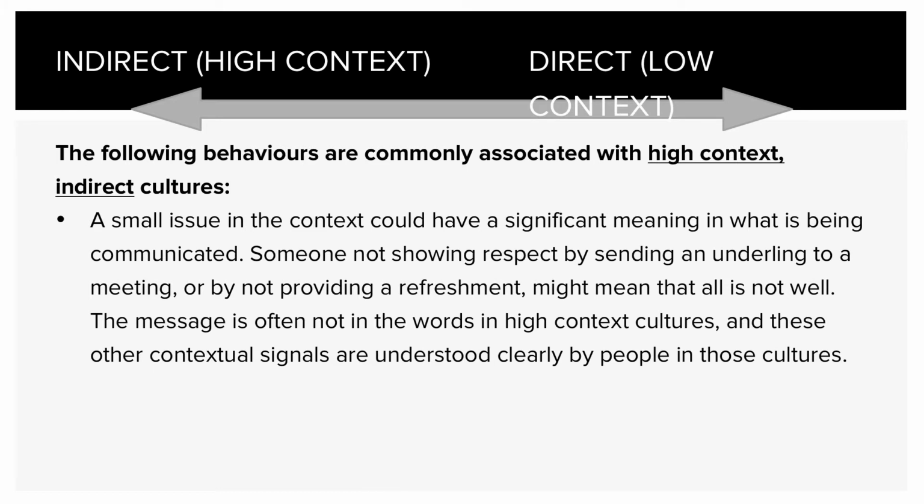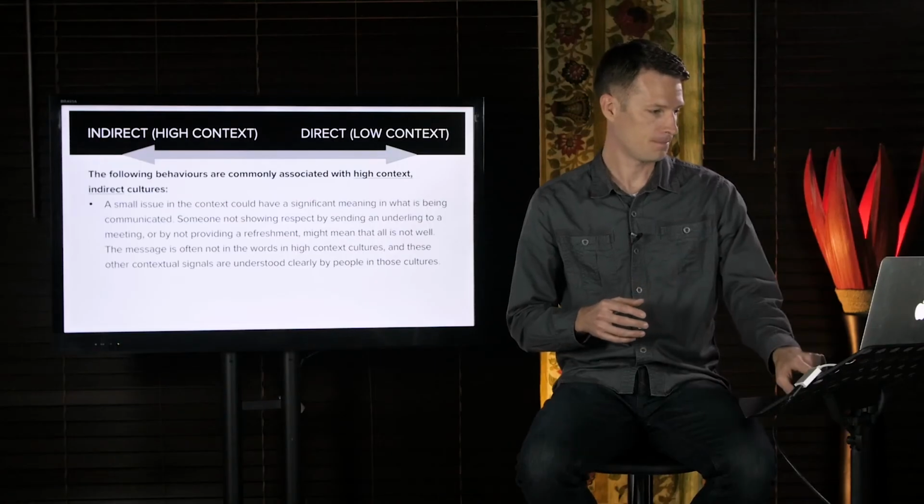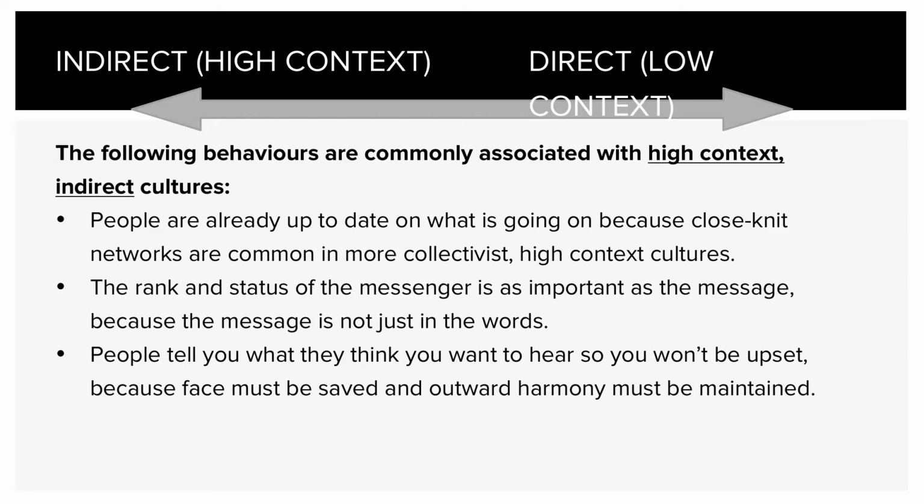A small issue in the context could have a significant meaning in what is being communicated. Someone not showing respect by sending an underling to a meeting or by not providing a refreshment might mean that all is not well. The message is often not in the words in high context cultures, and these other cultural signals are understood clearly by people in those cultures. People are already up to date on what is going on because close-knit networks are common in more collectivist, high context cultures.